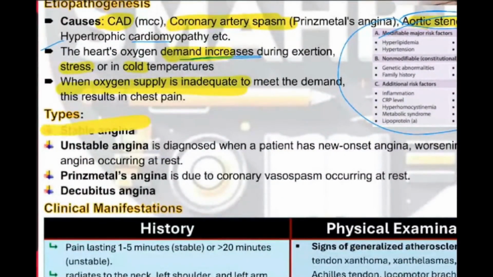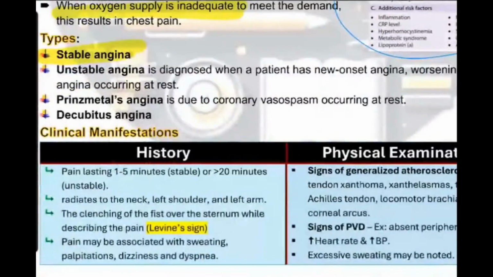What are the types of angina? Stable angina: when we say stable angina, the pain lasts only 1 to 5 minutes. If it is not resolving even after 20 minutes, we say that is unstable angina. What is Prinzmetal angina? A special type of angina, not due to CAD, but due to coronary vasospasm. So in such patients, you don't give CAD management. You give vasodilator management. Okay. Vasodilators you give in Prinzmetal angina.